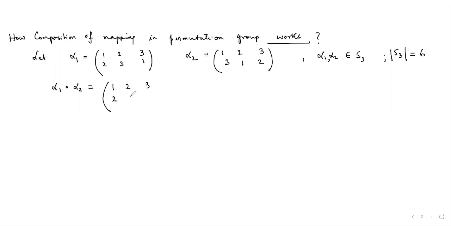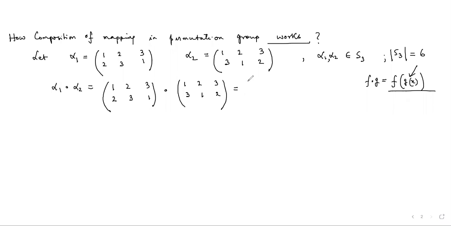So to find the composition, we will first write the element alpha 1, then a dot, then the element alpha 2. But if you can recall the definition of the composition function, to apply a composition like f dot g, we first operate the inside. We find the image of x with respect to g, and that image then becomes the pre-image with respect to the function f. Similar is the case over here. We will first find the image of this element on the right-hand side, and then look at the image of the image on the left-hand side.